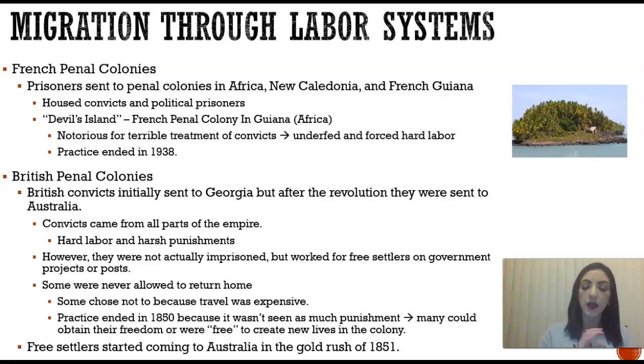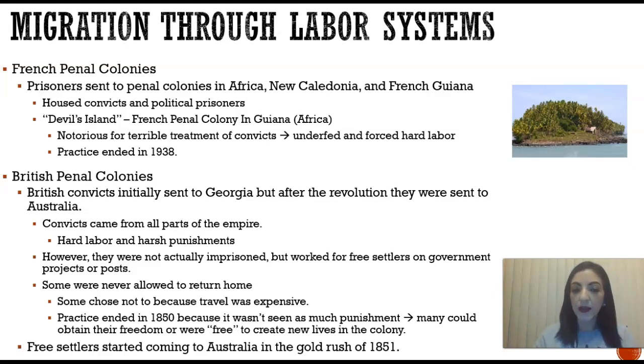The British penal colonies, I did mention this I think yesterday, originally were sent to Georgia in the United States, but after the American Revolution, we kind of said, no, you can't send us any more prisoners. We don't want any more prisoners. They had to send them to Australia. So convicts in Australia came from all parts of the empire. So even though it was a British penal colony, they could have been Irish, they could have been Scottish, if they belonged to any part that belonged to United Kingdom or Great Britain at the time. Actually, I don't think the United Kingdom existed, probably just Great Britain. If they belonged to Great Britain at the time, then they were sent there.